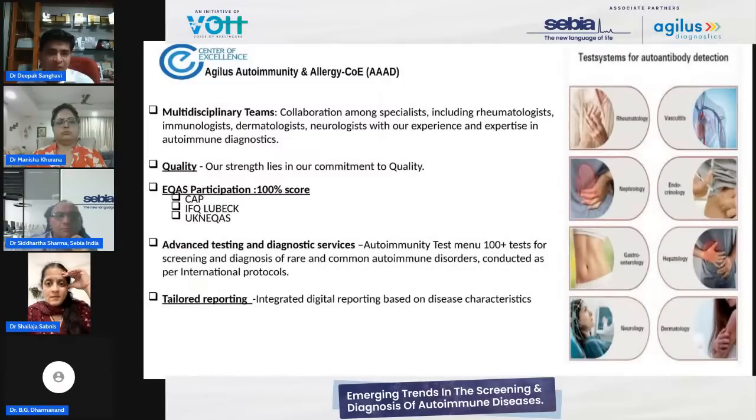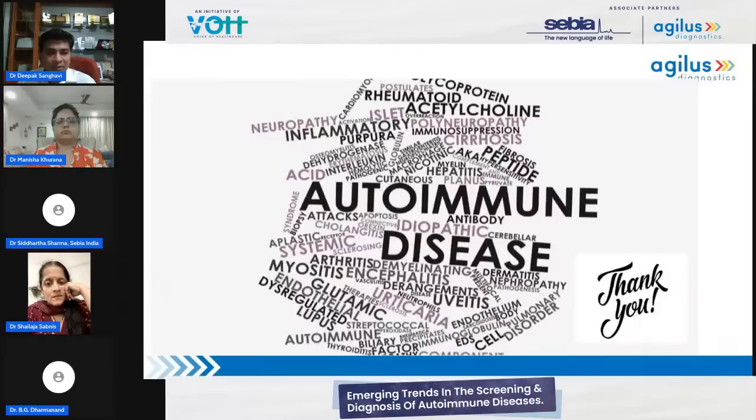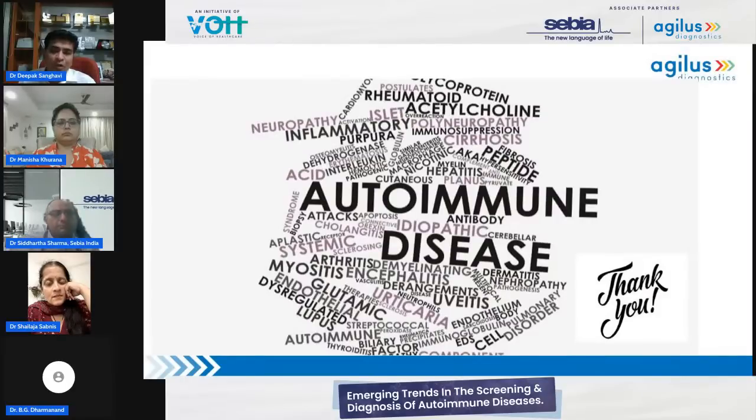So what we are doing as a lab is trying to create a center of excellence for reporting for important autoimmune conditions. We interact with specialists like rheumatologists, immunologists, dermatologists to understand how we can help them in their diagnosis. Definitely, we as a lab have to maintain good quality. So we participate in EQAS programs, where we all have to have a 100% score so that the clinician is very sure about the reports. We have to have integrated digital reporting also, so that the clinician is actually seeing evidence-based reporting and diagnosis. So we all have to collaborate for this complex autoimmune disease diagnosis and help the patients reach the goal of having a better life. Thanks from my side.